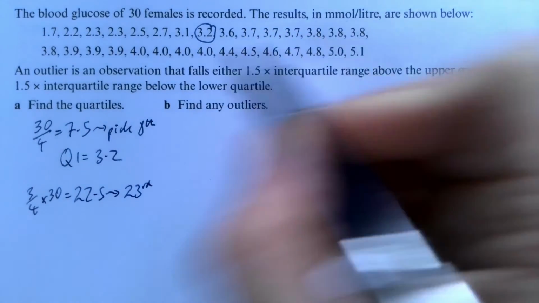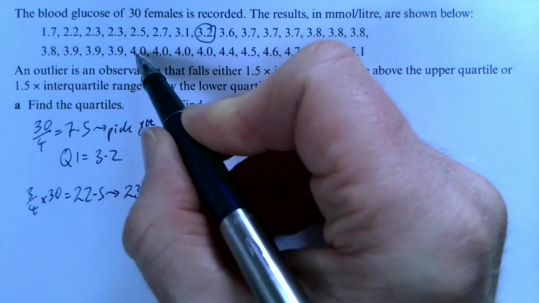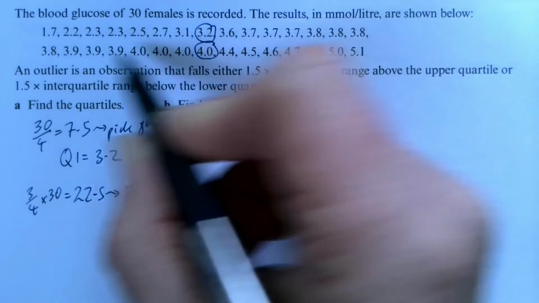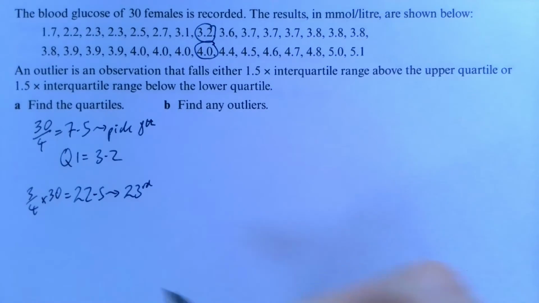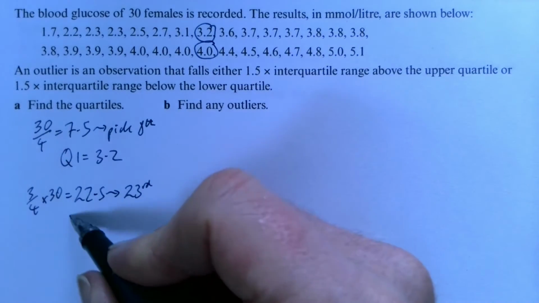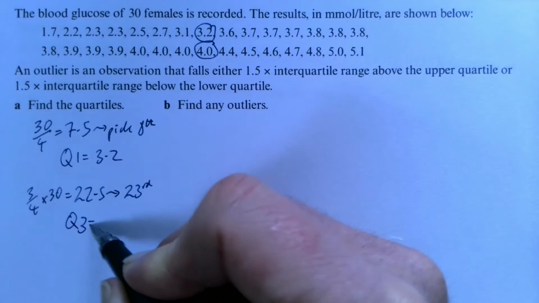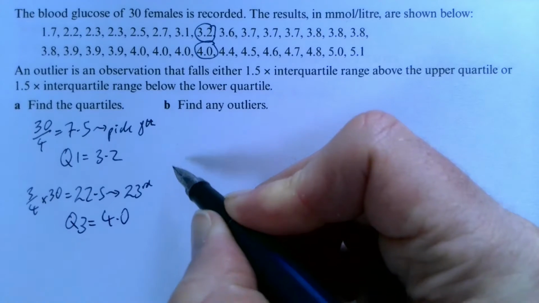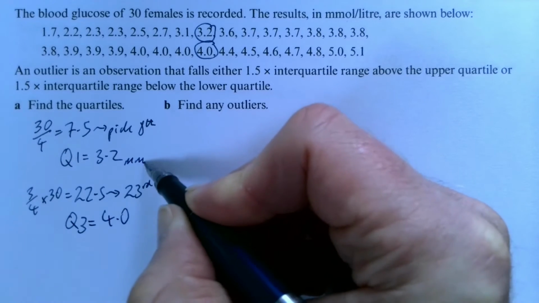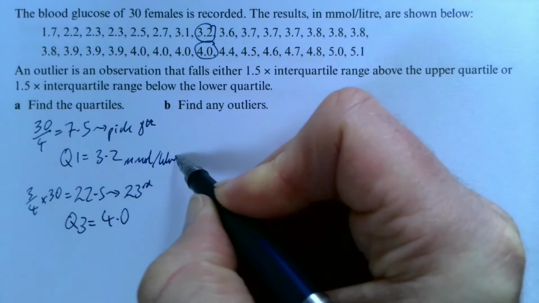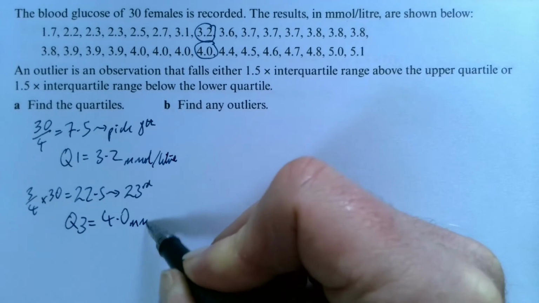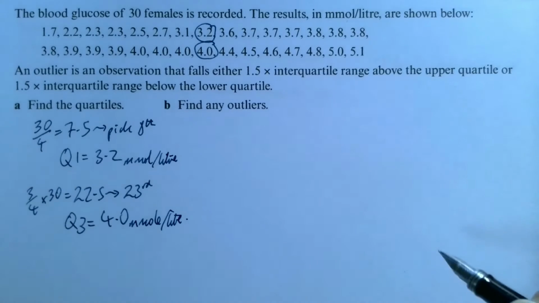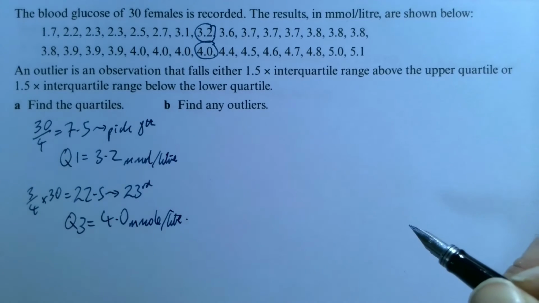So we want the 23rd. So that's 15, 16, 17, 18, 19, 20, 21, 22, 23. And always check that the data has been put in order for you. Easy mistake to make. So Q3 is going to be 4.0. Strictly speaking, we should put our units in here, mmol per litre, whatever an mmol per litre is. Important if you need to know your blood glucose, I guess. Right, so there's the quartiles.